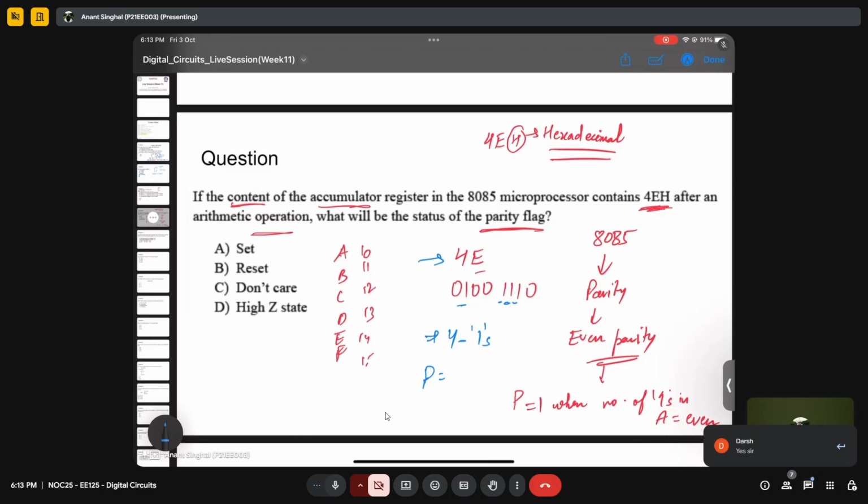Okay, yeah. So basically what do we have? We have four ones, that means we have an even number of ones. So the parity flag will be 1, that is, it will get set. So option A is the correct answer to this problem. Okay, let's move ahead.